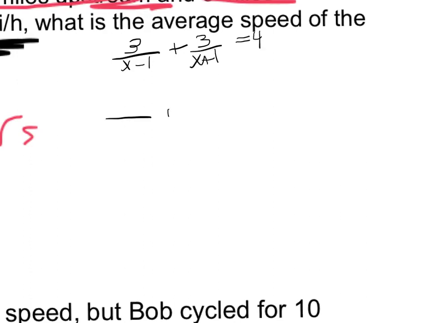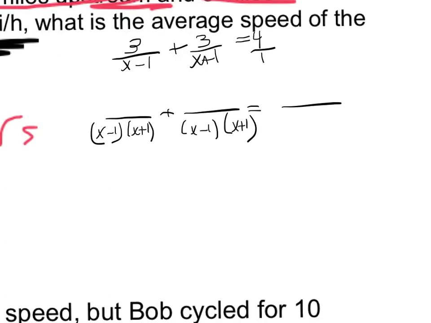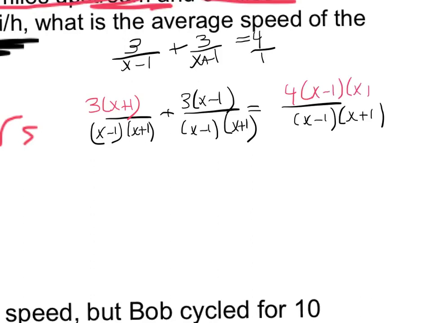Now, the common denominator would be everything multiplied in front of you. So x minus 1 and x plus 1. Now, compare. x plus 1 is missing, so 3 times x plus 1. Now this one, compare, so missing x minus 1, so you multiply 3 by x minus 1. Compare. Everything is missing, so you multiply 4 by x minus 1 times x plus 1.